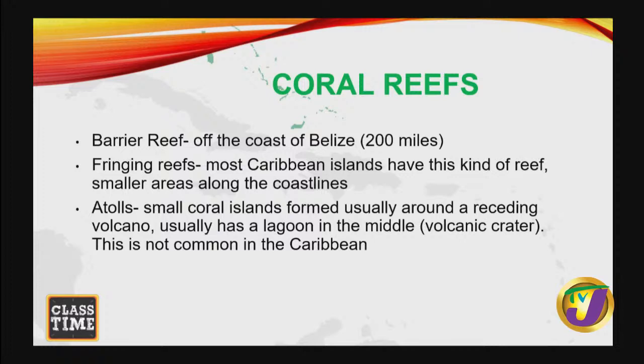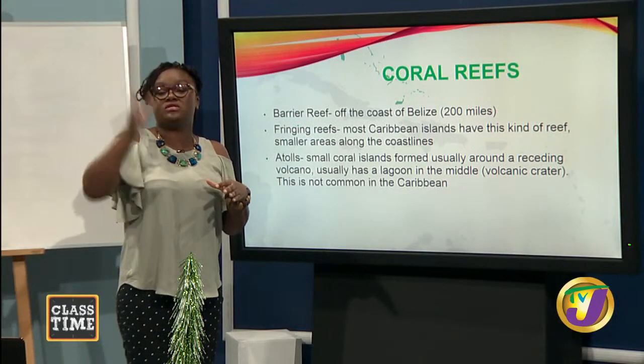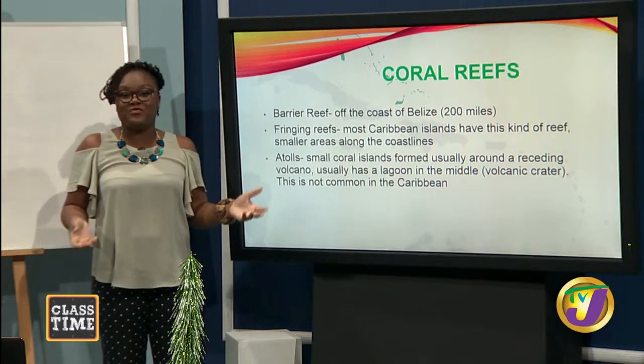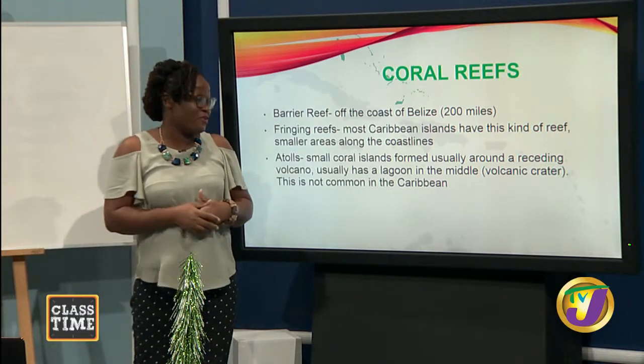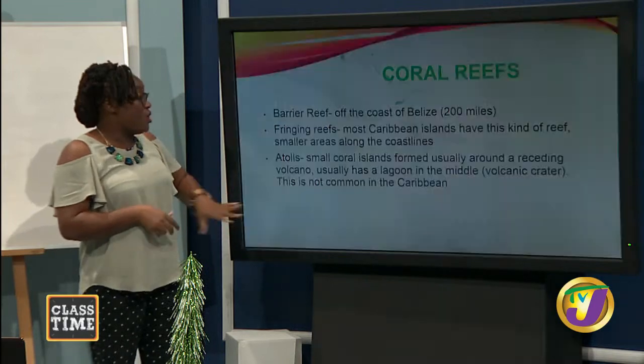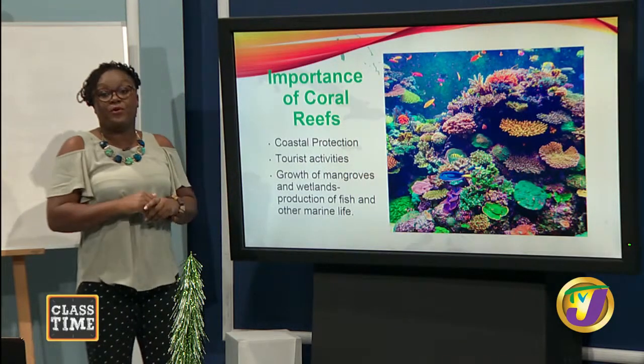The fringing reefs are the kind of reef that grows along the coastline, and you'll see them jutting out from the coast all the way out into the sea sometimes. Where I am from in St. Mary, this is very, very obvious. So the coral reefs are very, very important.